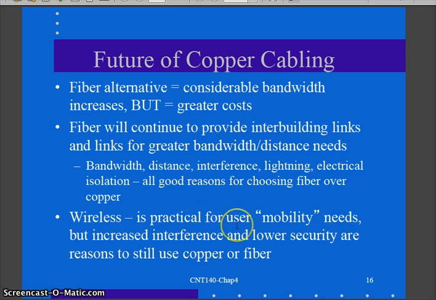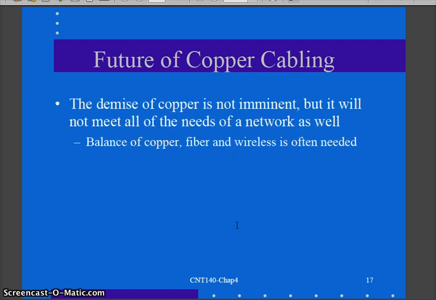Wireless is practical for mobility, but I do have interference and security issues for that. So a lot of companies installed a whole bunch of wireless 5-10 years ago, but a lot of companies have dialed back on that because of security reasons and interference problems. So wireless has a piece in here, but it has its own challenges as well.